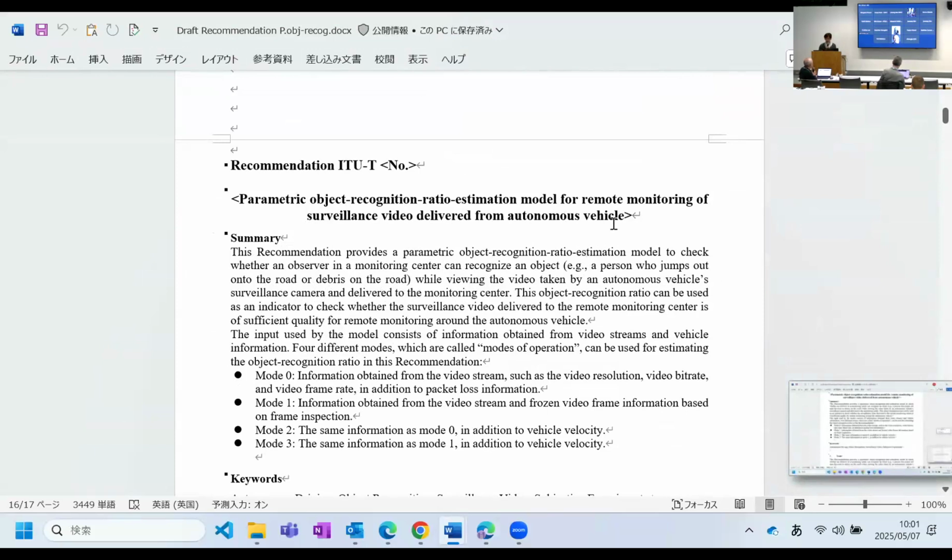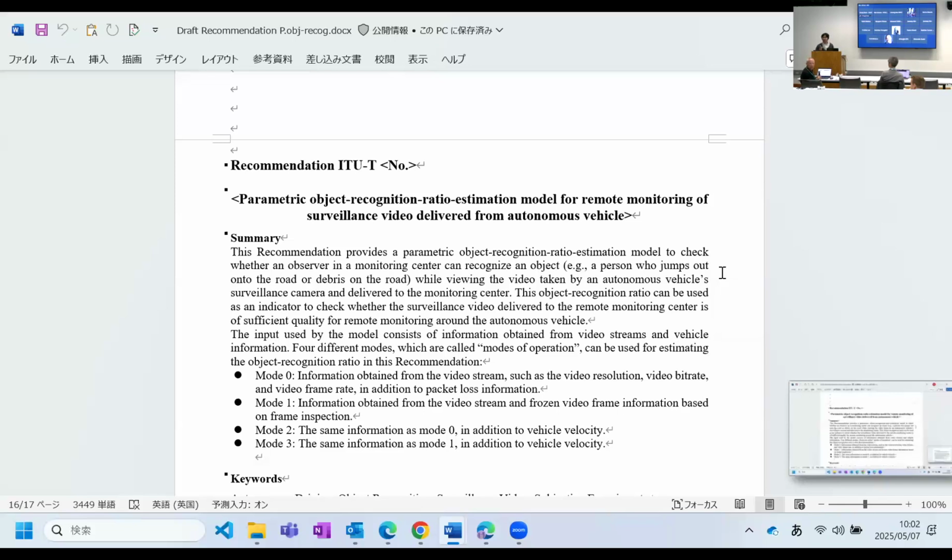I have a question. Are you in collaboration with a car manufacturer, discussing and reviewing the need for this recommendation? Sorry for interrupting.